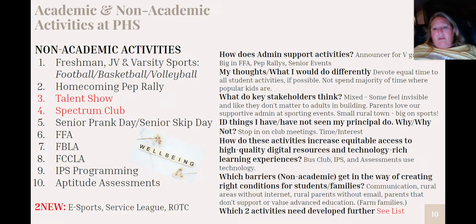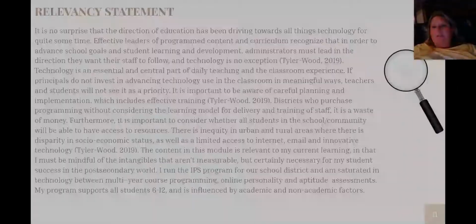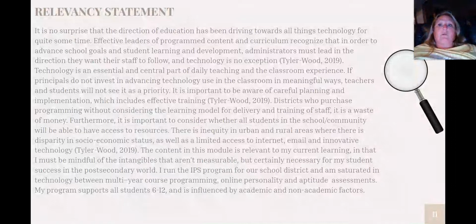The barriers for our communication in non-academic students and families, I would say, is communication because we are a rural area. We do have areas without internet, parents without email, parents that don't support or value advanced education. Their farm families will have students miss due to harvest, or if it's really cold, they'll stay home to take care of livestock instead of come to school.